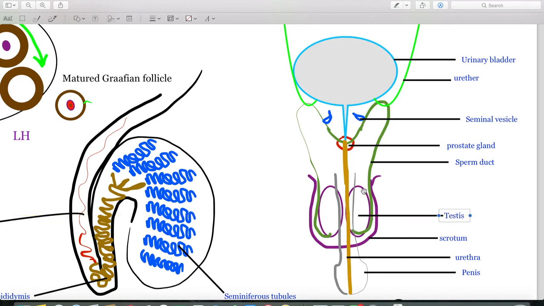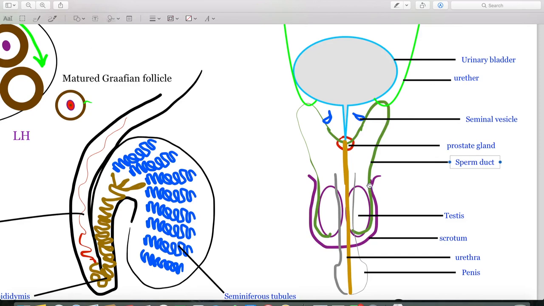The pair of testes is connected to this green color tube, which is called the sperm duct. It can also be called the vas deferens. Remember that. So you have a pair of sperm ducts.